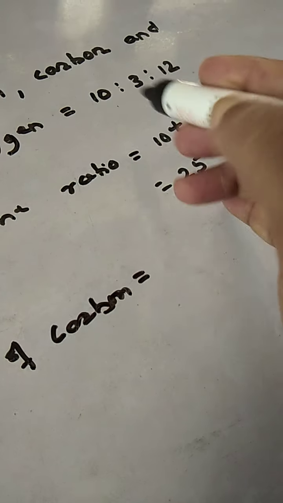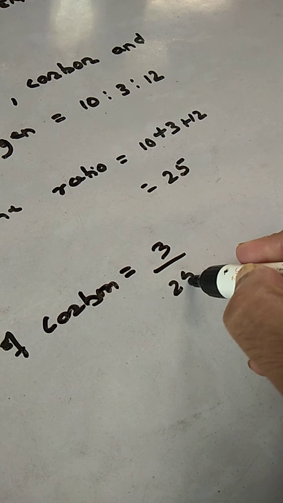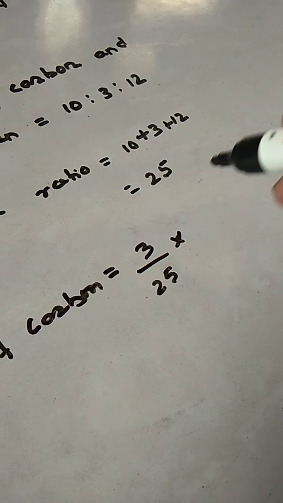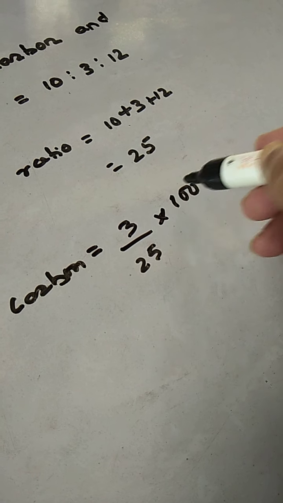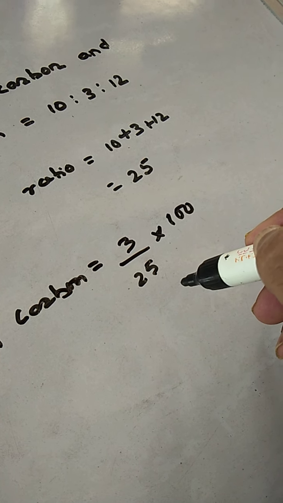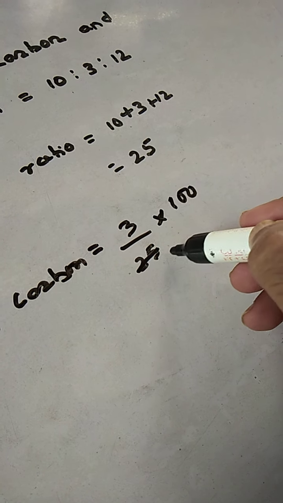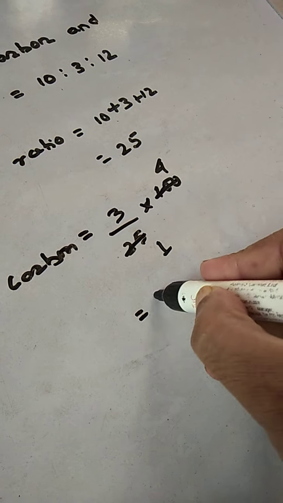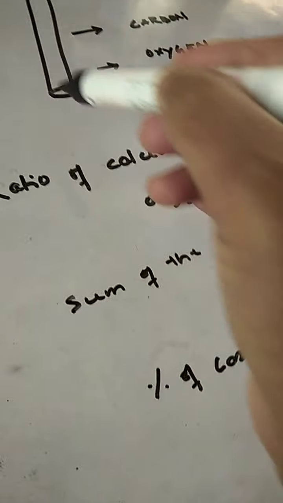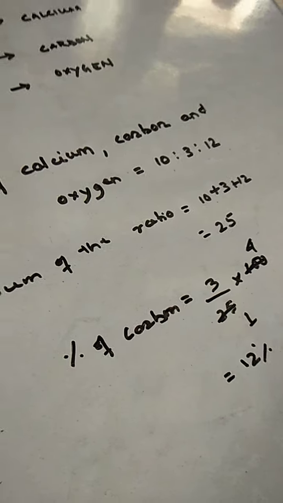So the percentage of carbon would be equal to the ratio of carbon by the sum of ratio, that is 25, and we always get the percentage on 100, so multiply with 100. 25 ones are 25, 25 fours are 100, 4 threes are 12%. So in this chalk, the percentage of carbon is 12%. This is the solution of sum number 1.